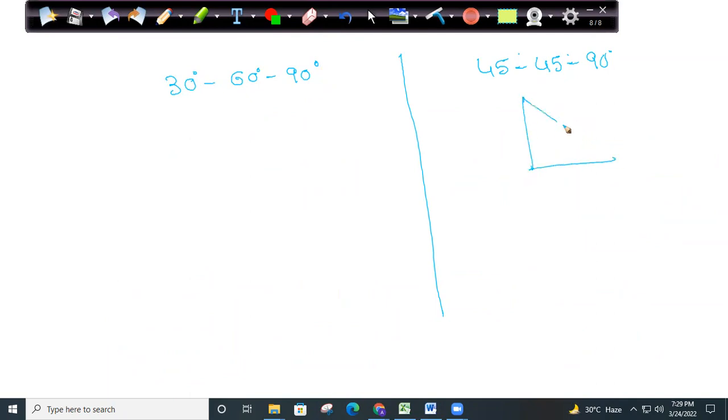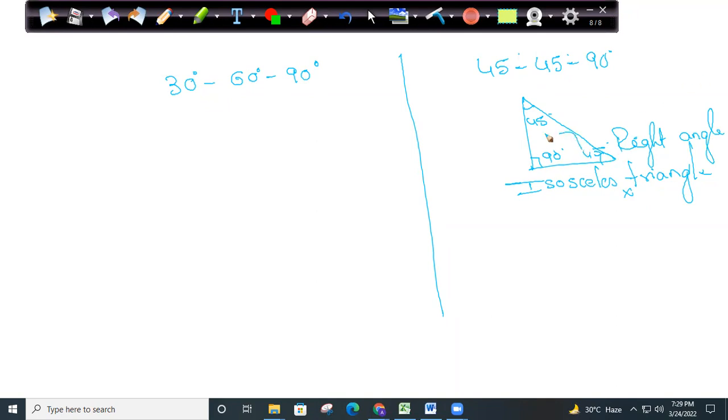So what is a 45, 45, 90 degrees right angle triangle? Two angles are 45 and one angle is 90. So since two angles are 45, it is called an isosceles triangle. Isosceles right angle triangle. In an isosceles right angle triangle, if the side opposite to 45 degrees is A, then the side opposite to 90 degrees is root 2A. In a 45, 45, 90 degrees triangle, if the side opposite to 45 degrees is A, then the side opposite to 90 degrees is root 2A.